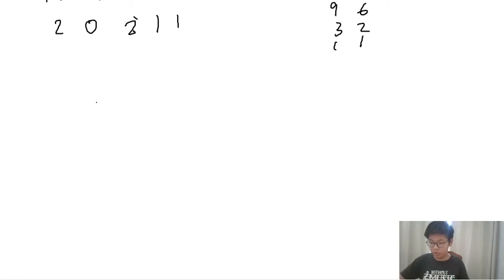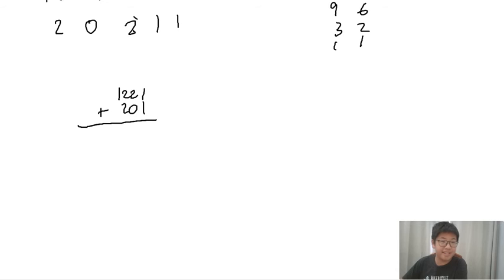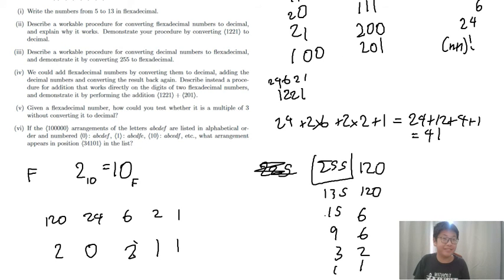Yep. So 1221 plus 201. Since it's like an ascending base here, this is like base 2. So we're doing base 2 addition right here. 1 plus 1 is 10 in base 2, and 1 plus 2 in base 3 is also 10. And then 1 plus 2 in base 4 is 11. And so we now have the number 2100 in factorial.